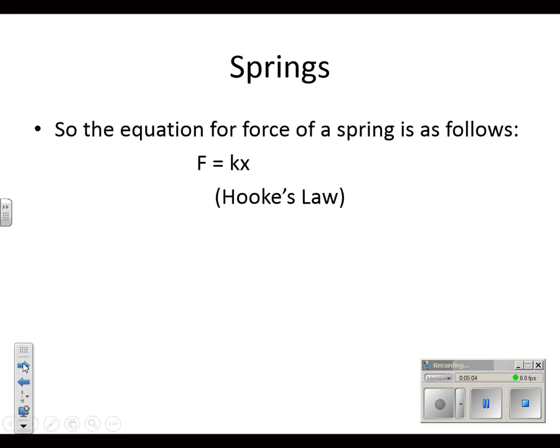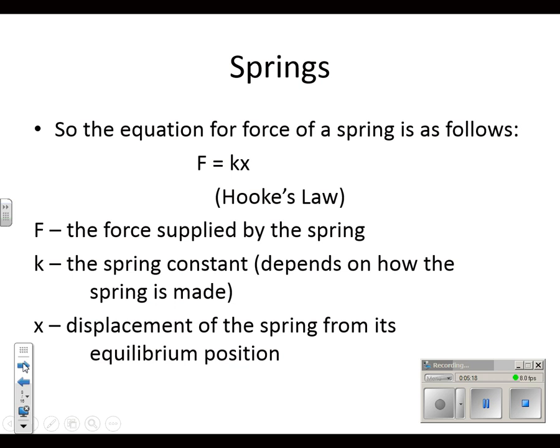Now the equation, which is known as Hooke's law, and I believe Hooke's law is on your formula chart, for a spring is F equals Kx. F is your force, so it is in newtons. K is known as your spring constant, and it is in newtons per meter. And then x is going to be your displacement value, and this is the displacement or the movement from the equilibrium position.